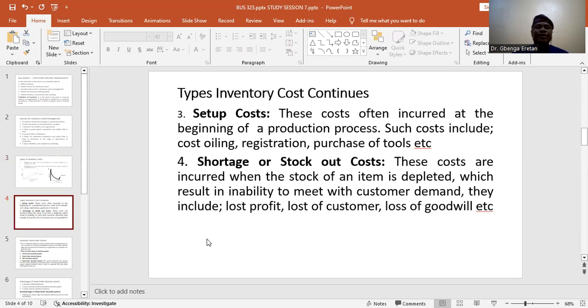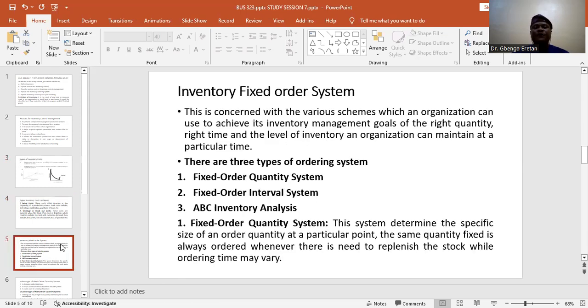Then we talk about shortage cost or stock out cost. When you talk about shortage cost or stock out cost, you are referring to the cost that is incurred when the organization runs out of stock. That is, the organization does not have stock to sell to customers. That cost, we refer to as shortage cost or stock out cost. This cost could take the form of loss of profit, loss of customers, and loss of goodwill. We refer to them as the shortage cost.